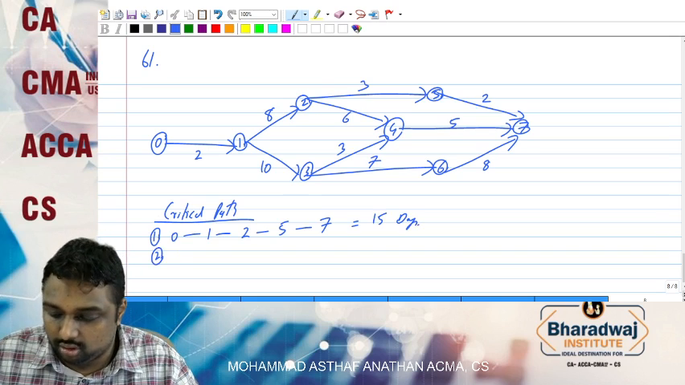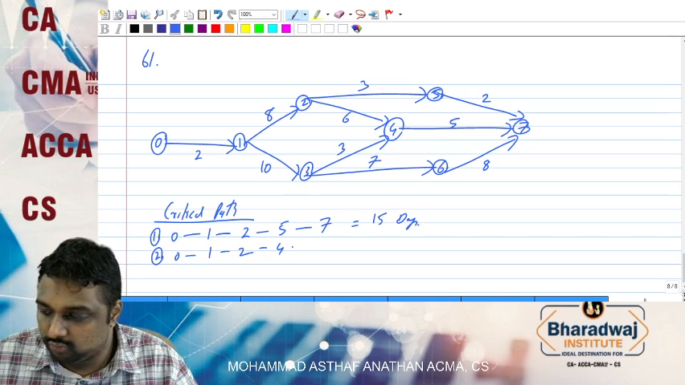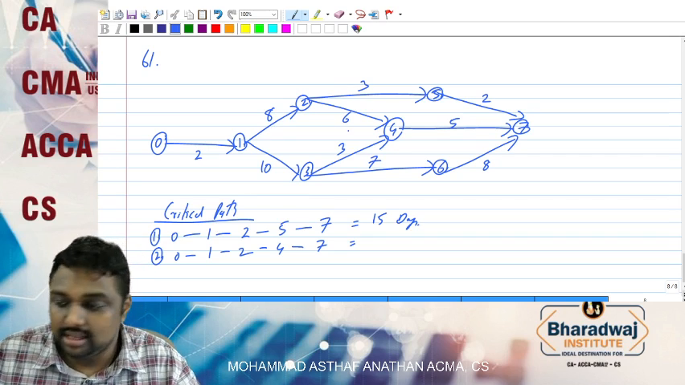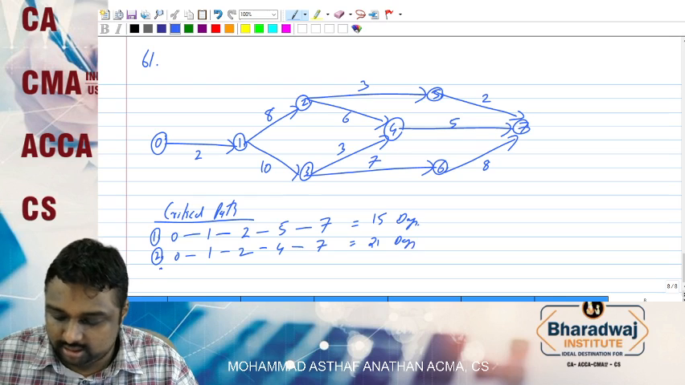Second, we will go for 0 to 1. Now, we have 1 to 2. This route is already taken, so we can convert this route. 2 to 4, 4 to 7. So, 2 plus 8, 10. 10 plus 6, 16. 16 plus 5, 21 days.